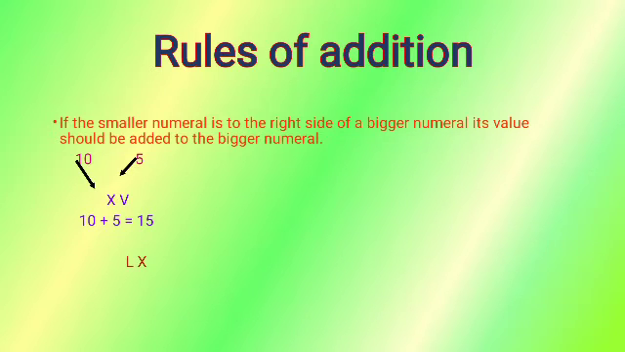Now the next example, LX. What is the value of L and what is the value of X? The value of L is 50 and the value of X is 10. Again the smaller numeral is on the right-hand side, so we have to add both the numbers. So 50 plus 10 equals 60.